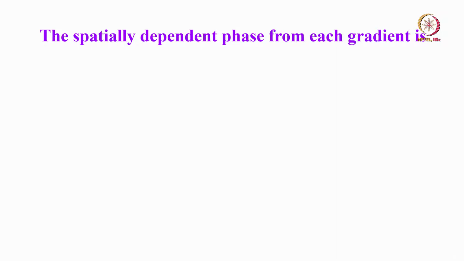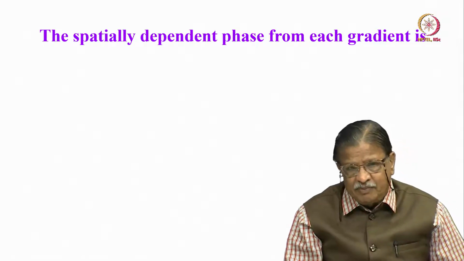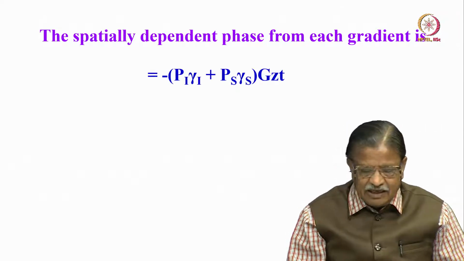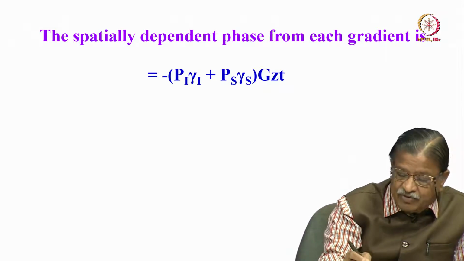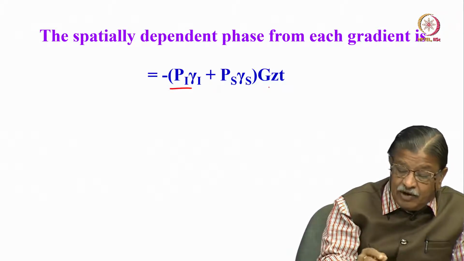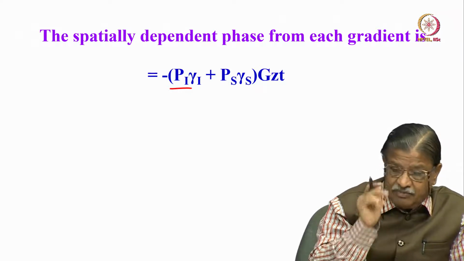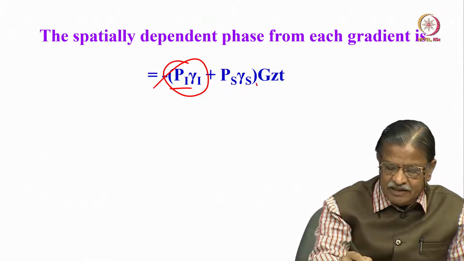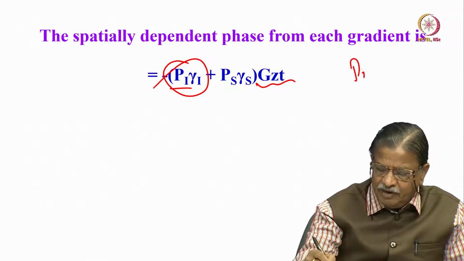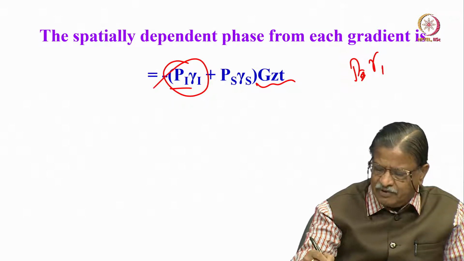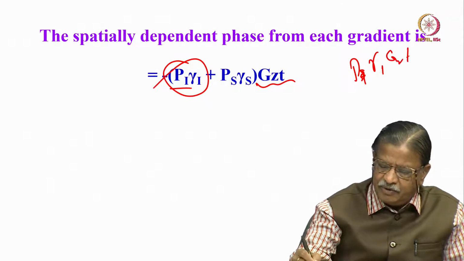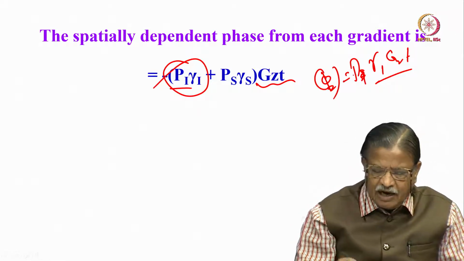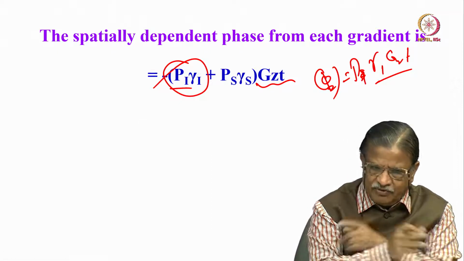Now we calculate the spatially dependent phase from each of these gradients. We know how to calculate the phase, that is already given. Earlier gammas were the same, now gammas are different. Earlier you could have taken them individually and added. Now gamma is a multiplication factor here, along with Gz into t. Earlier we wrote p1 gamma Gz t. This is the phase acquired for a particular coherence order, that we knew.